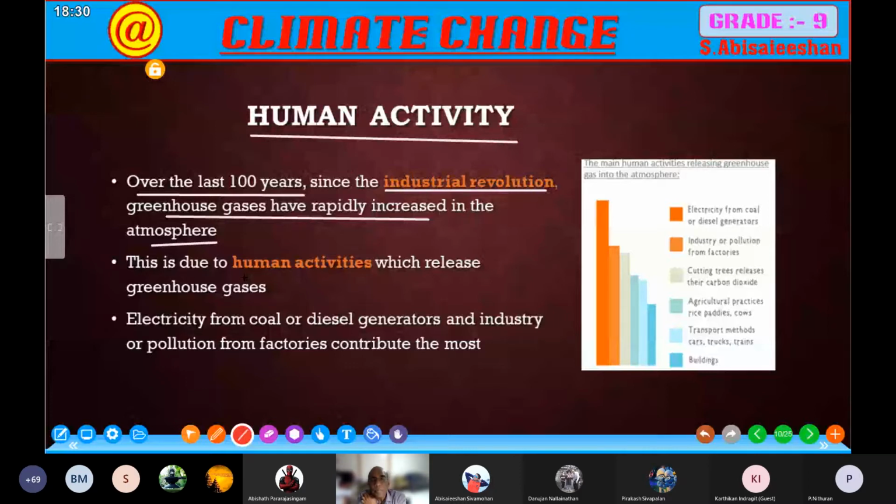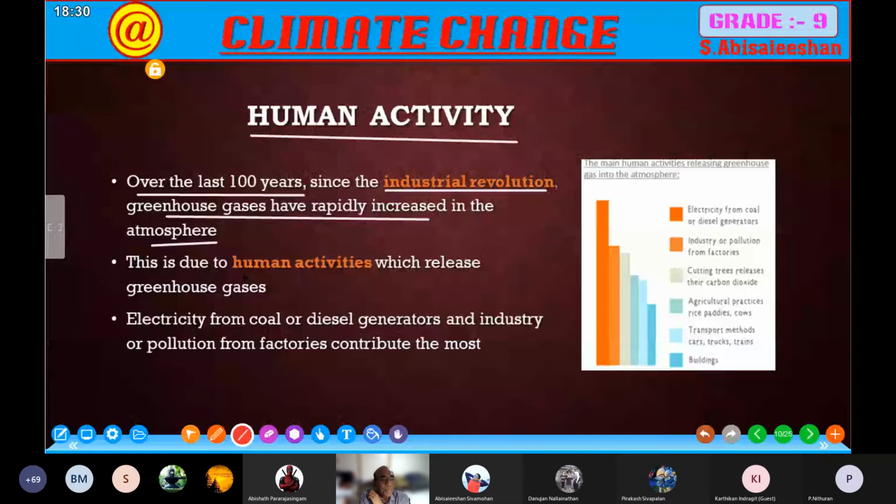Global warming. More greenhouse gases trap more heat in the atmosphere, leading to global warming. Since 1880, global temperature has increased by almost 1 degree Celsius. How much this rises depends on how much more greenhouse gas is released.